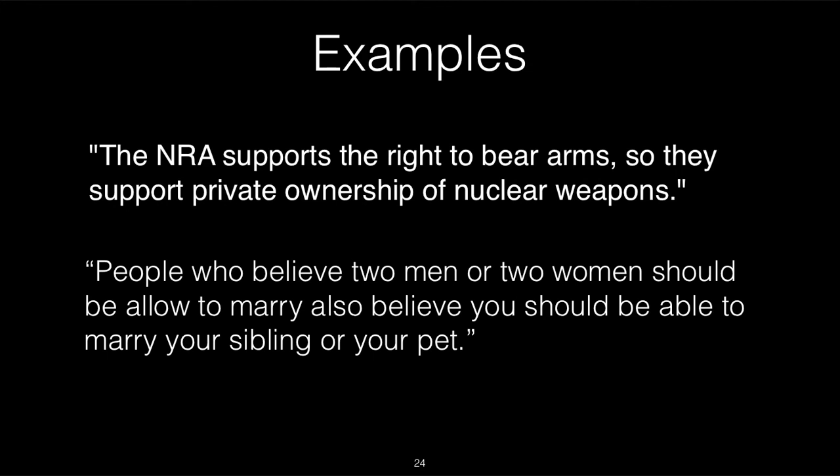Similarly, an argument I've heard: people who believe two men or two women should be allowed to marry also believe you should be able to marry your sibling or your pet. Now, who actually has held the position that you should be able to marry a sibling or a pet? Right? Is this the standard view? So when we're talking in the context of same-sex marriage, the argument against it is, well, those people not only do that, but they also believe you should be marrying your pets and your siblings and other things. Well, did anyone ever actually hold that position? Is it actually true that there's somebody out there not only advocating for same-sex marriage, but for marriage to anything or anyone you want? Well, that's a straw man.